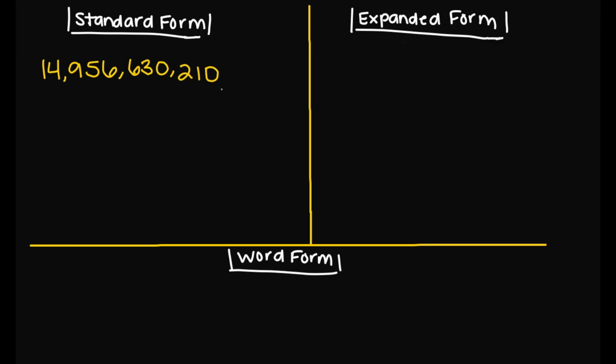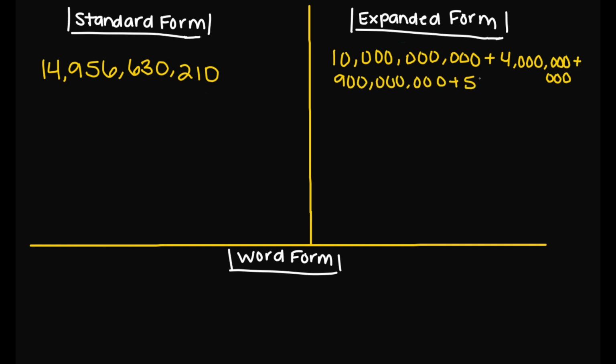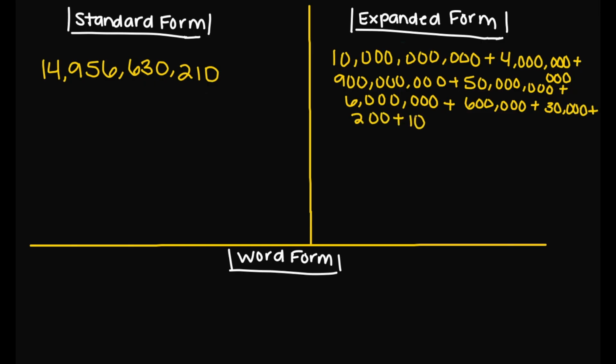We have 14,956,630,210. Your expanded form, you're going to get 10 billion plus 4 billion plus 900 million plus 50 million plus 6 million plus 600,000 plus 30,000 plus 200 and then plus 10. And this is your expanded form here.